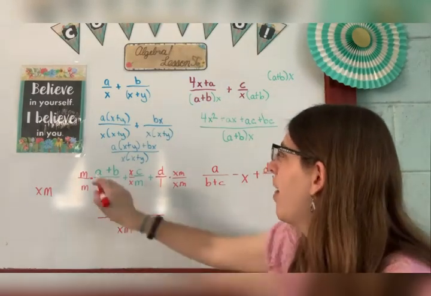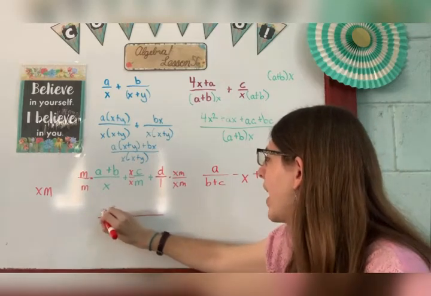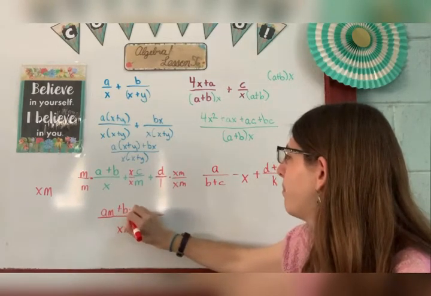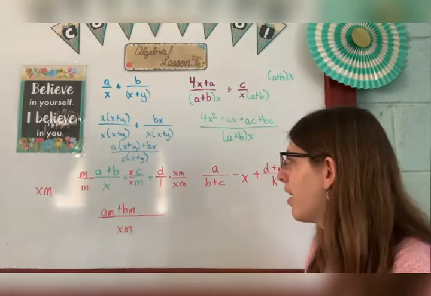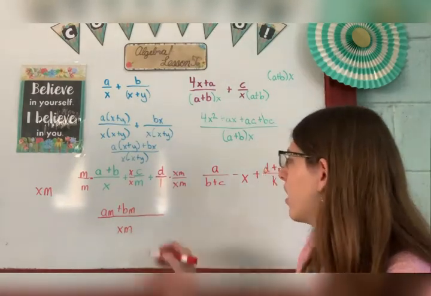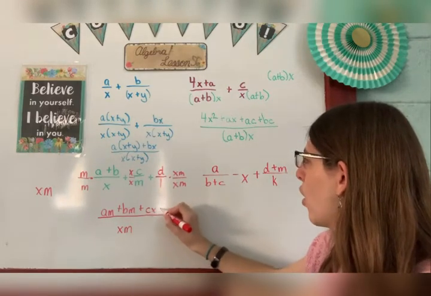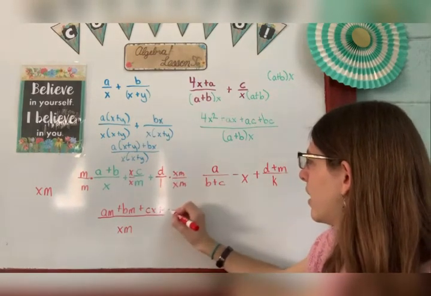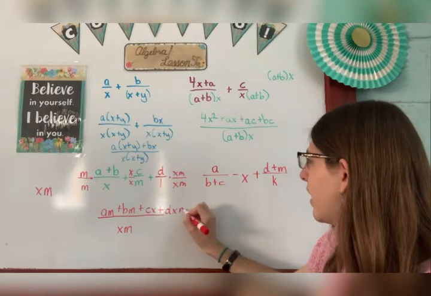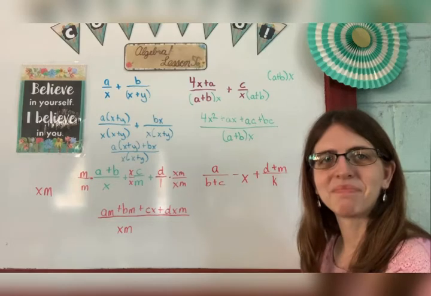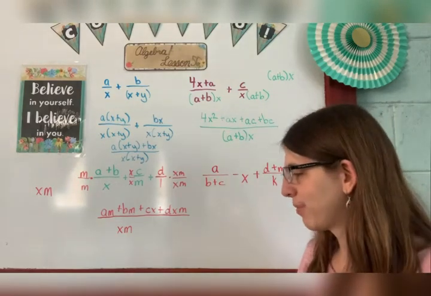This numerator will be am plus bm, or you could have ma plus mb, doesn't matter, plus cx plus dxm. Okay? And that's it. Let's do the last one together.